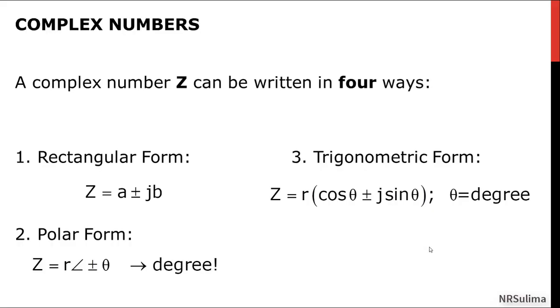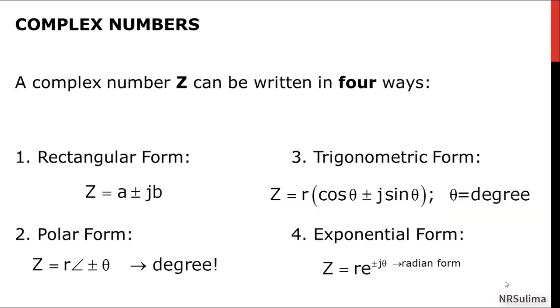The third form is what we call the trigonometric form. This form can be easily obtained once the polar form of the given complex number is already present. And the last one is called the exponential form. It is given by the formula r exponential plus and minus j theta. That angle theta must now be expressed in radians.